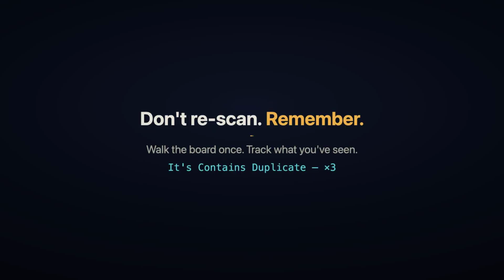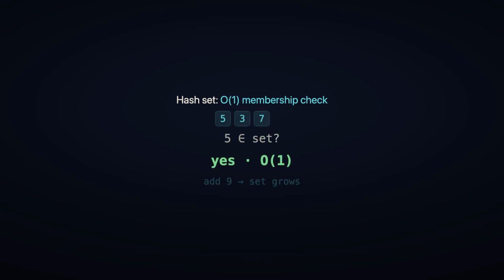Here's the one idea that fixes it. Stop rescanning. Walk the board once and remember what you've already seen. If a digit turns up where you've seen it before, that's your duplicate. This is contains duplicate, the very same have I seen this check, just run 3 times at once. And the perfect tool for have I seen this is a hash set. A set holds the things you've seen and answers, is this already in here? Instantly, in about one step, no scanning. Add a value, ask about a value, both effectively constant time.